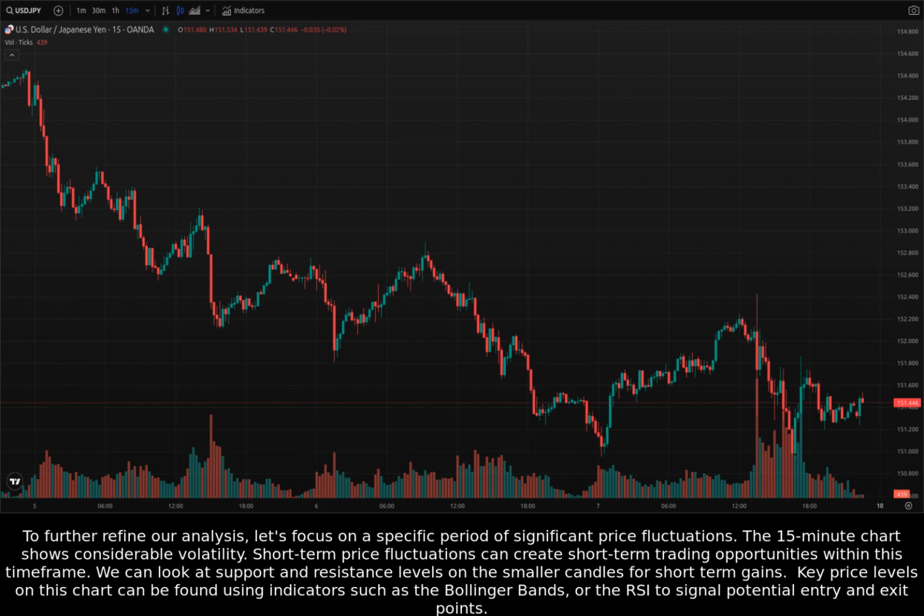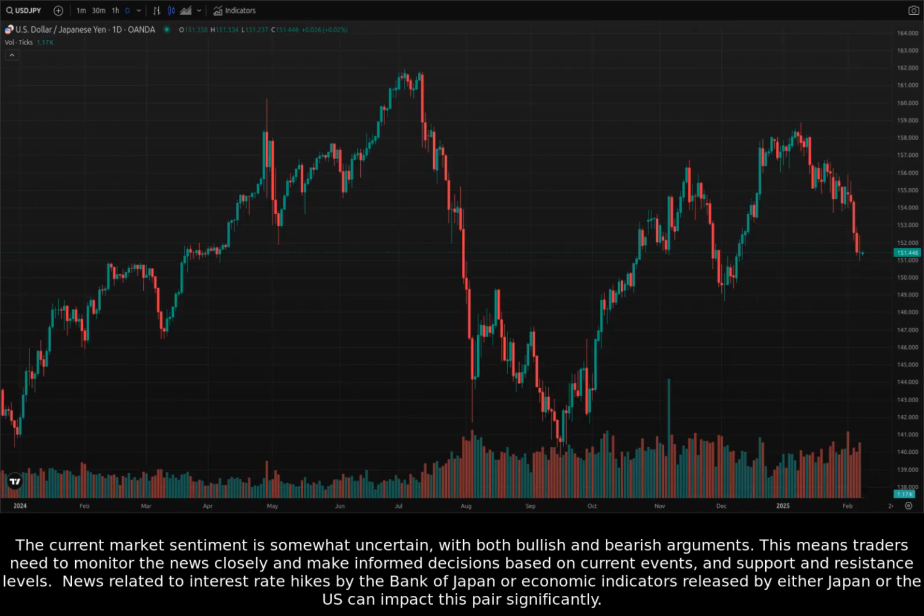Short-term price fluctuations can create short-term trading opportunities within this time frame. We can look at support and resistance levels on the smaller candles for short-term gains. Key price levels on this chart can be found using indicators such as the Bollinger Bands or the RSI to signal potential entry and exit points. The current market sentiment is somewhat uncertain, with both bullish and bearish arguments.